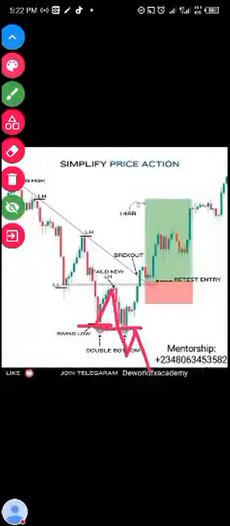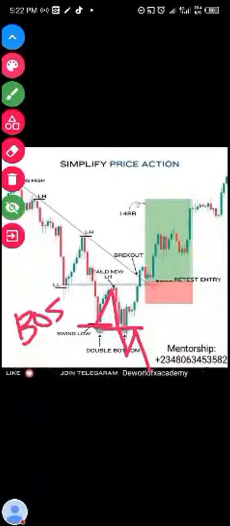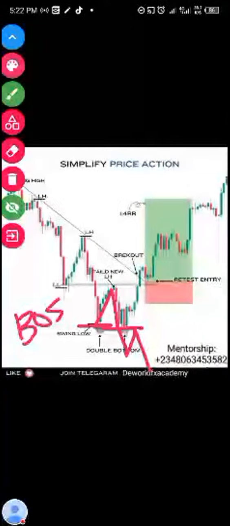Because once you take out this low, it will come for a retest, and this is what we call BOS. Okay? This is for those of you that were in my live on TikTok yesterday. I was teaching about structures and how to identify break of structures properly. So I talked about BOS, I think that was yesterday on TikTok. So make sure you follow.